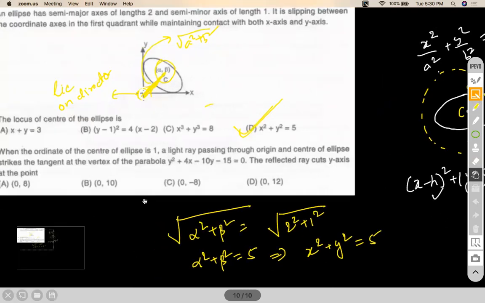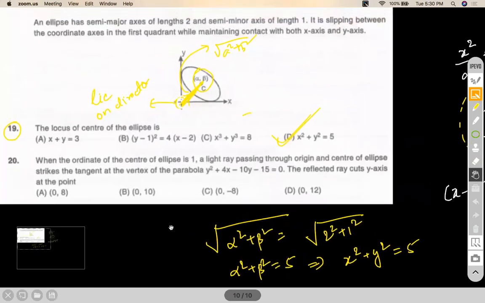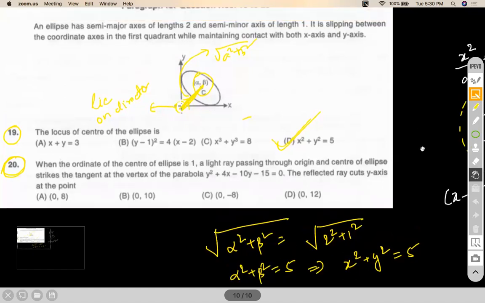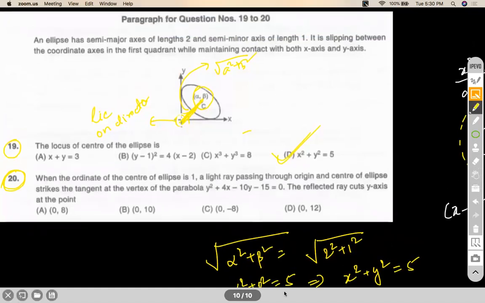But our main aim is for you guys to solve question number 20. So now I would request you to put your response for question number 20.